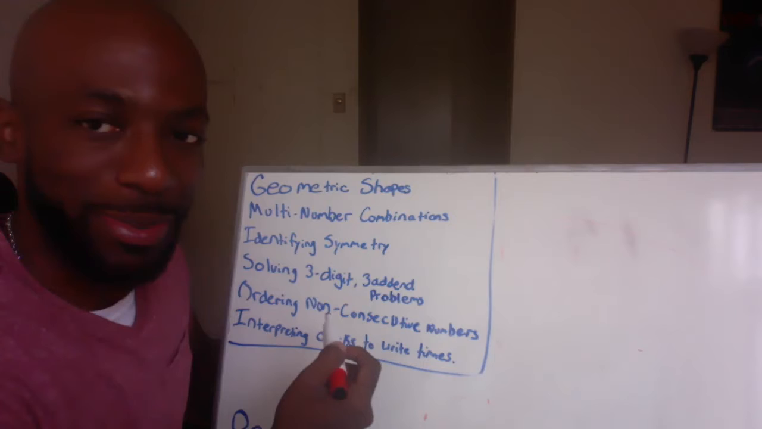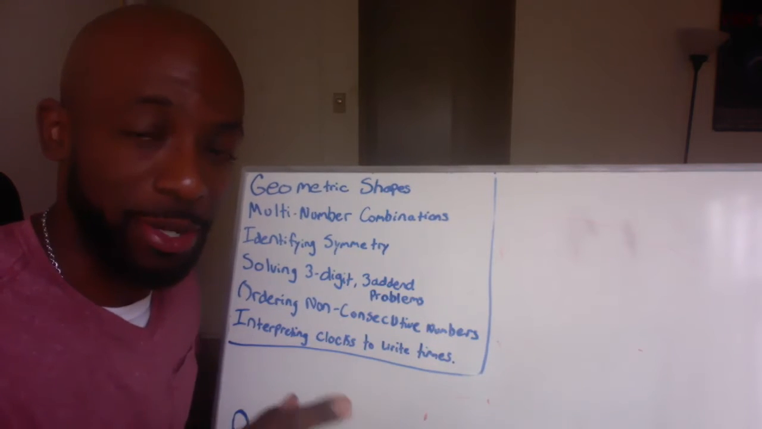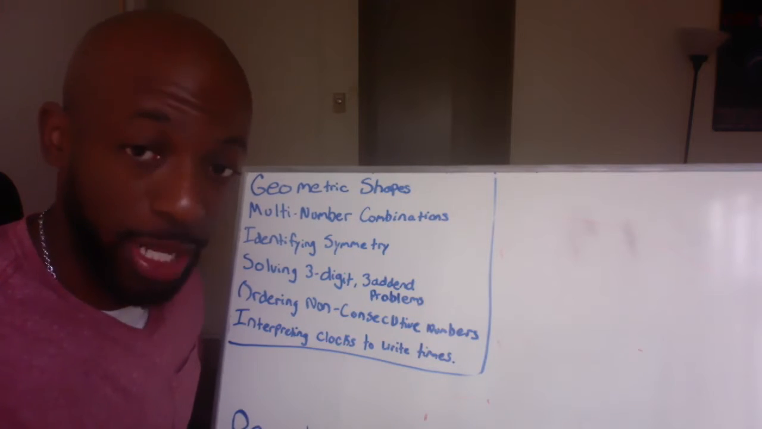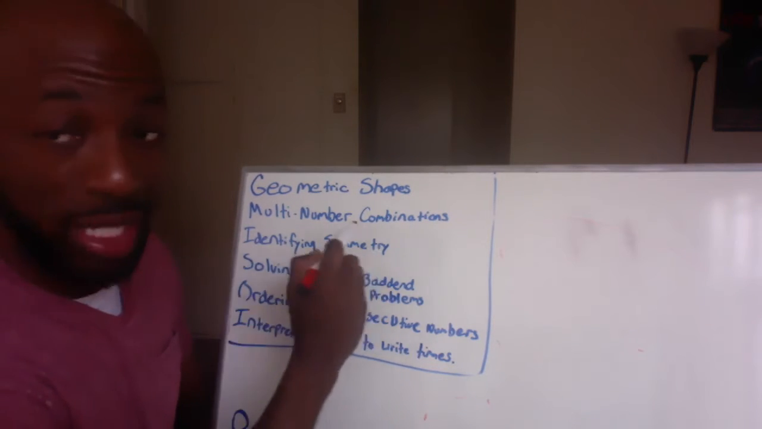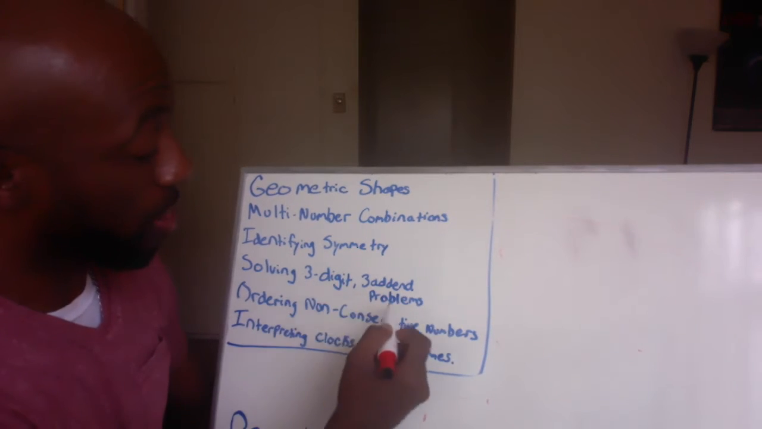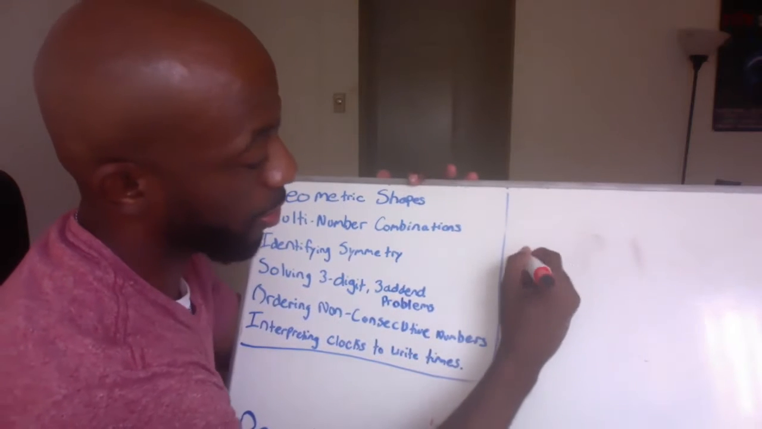What you're working on this week, starting today, we're going to look at page 207 and page 208. So make sure you get out a pencil, a sheet of notebook paper, and your page for what we're working on today. But this week: geometric shapes, multi-number combinations, identifying symmetry, solving 3-digit addition problems. Something like that could be like this. Hold my board.